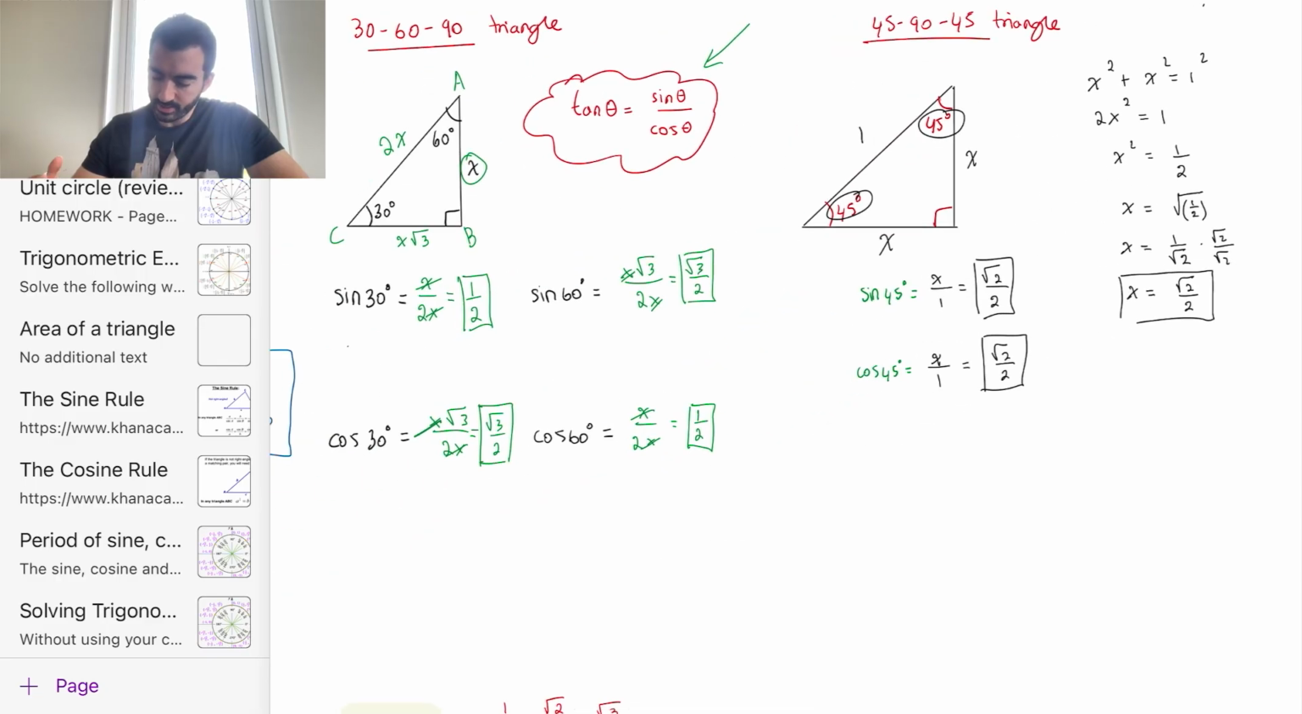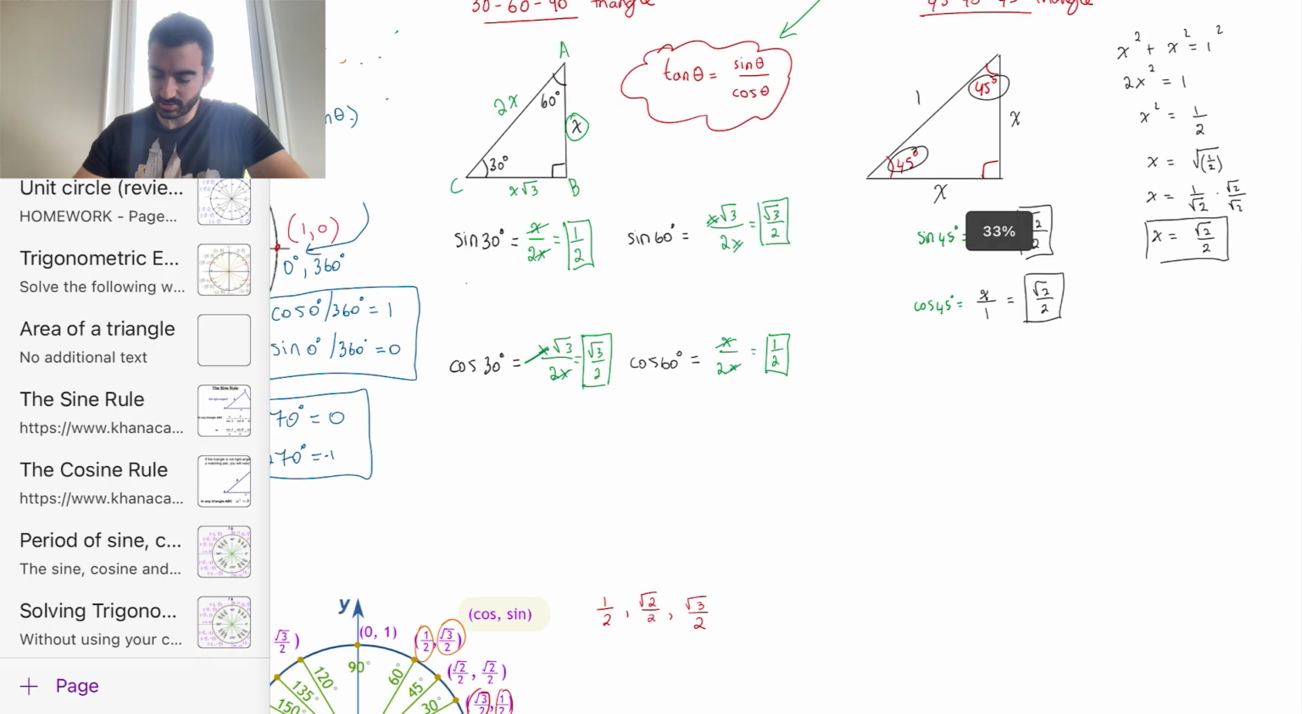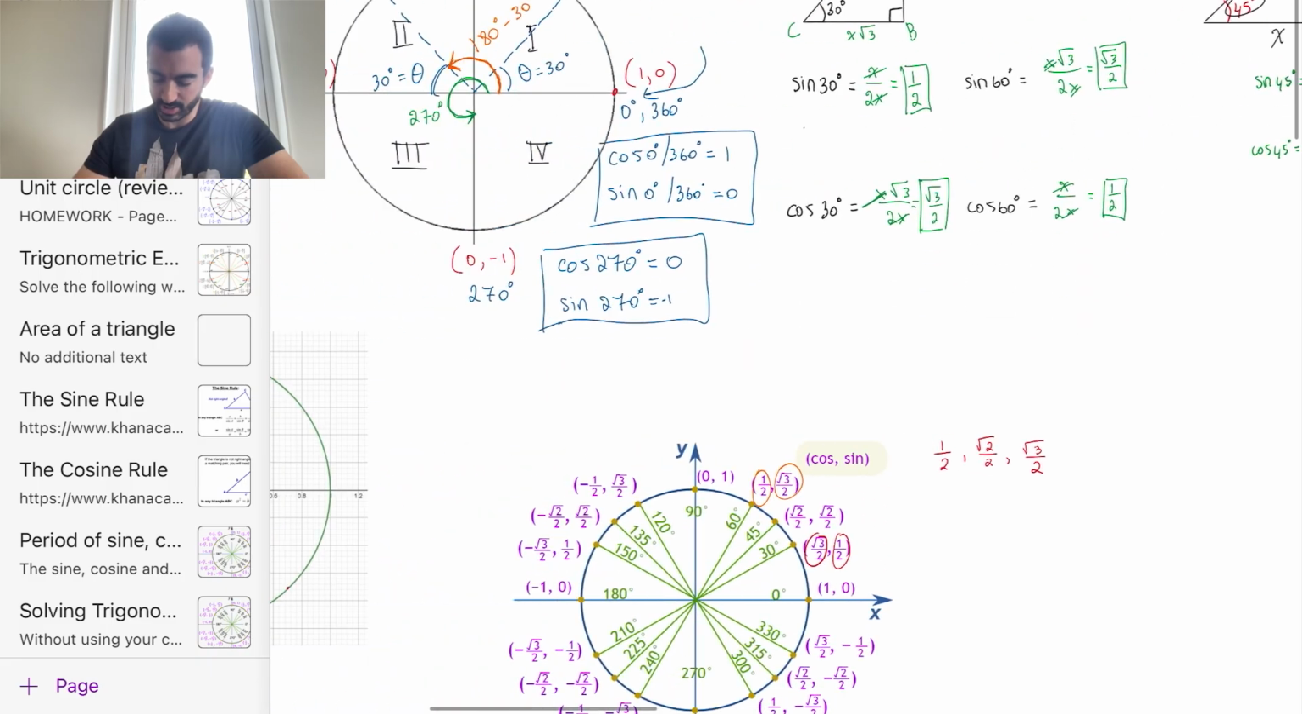Now, why are these triangles helpful? They're helpful because they help us find the most important angles in a unit circle. Once we know the 30, 60, 90 angles and their sines and cosines, we can find any angle's sine, cosine, tangent, or any other trigonometric ratios.